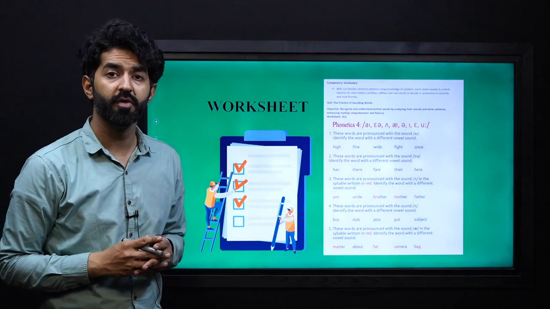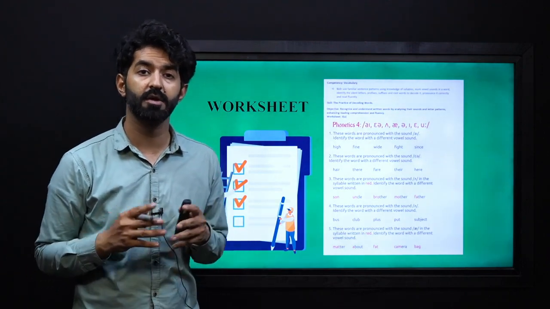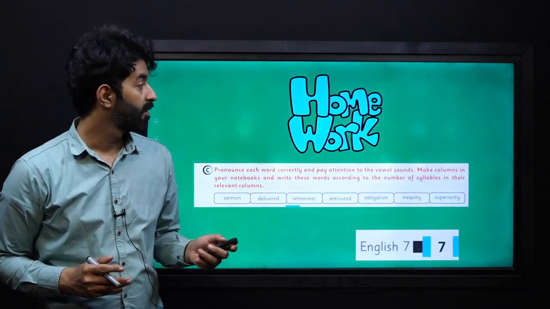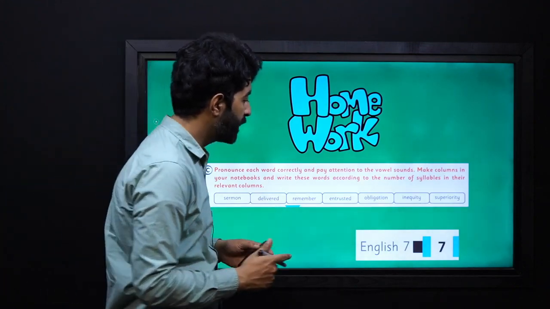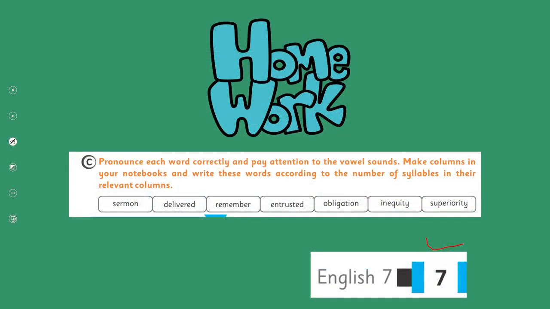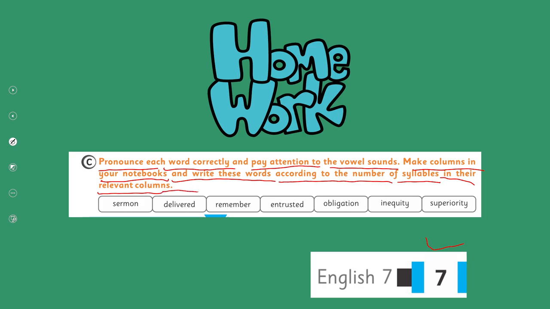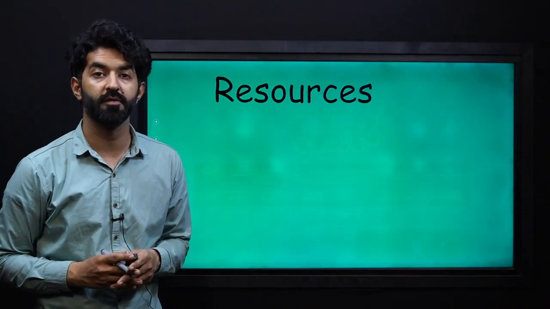Now we have a worksheet for your help. It is available in the resources. We are with the homework on page number 7. It says, pronounce each word correctly and pay attention to the vowel sounds. Make columns in your notebooks and write these words according to the number of syllables in the relevant columns. So these are the words that are given, and you have to follow the homework instructions to complete it effectively.